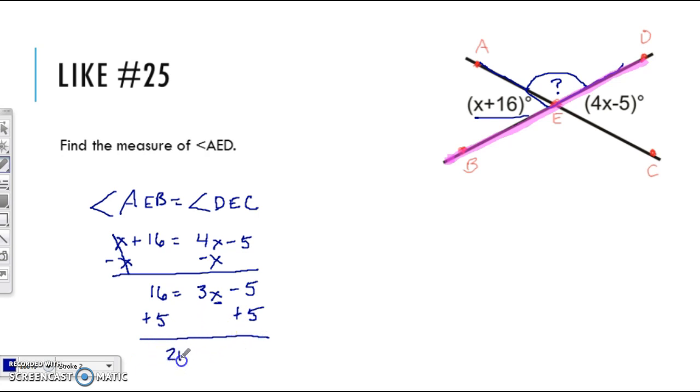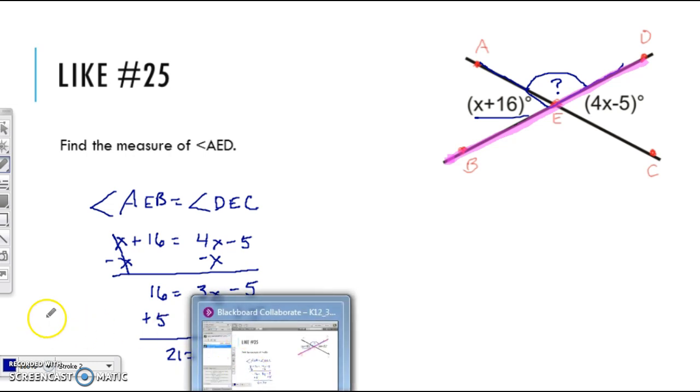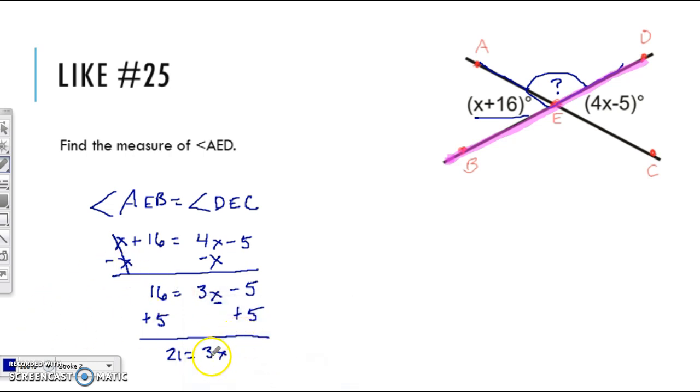So I get 21 equals 3x. All right, now, right now I'm multiplying 3 times x. I just want regular old x. I don't want 3 times x. So I'm going to divide both sides by 3. And I get 7 equals x. Am I done? No, not even close. This problem has a lot of steps.